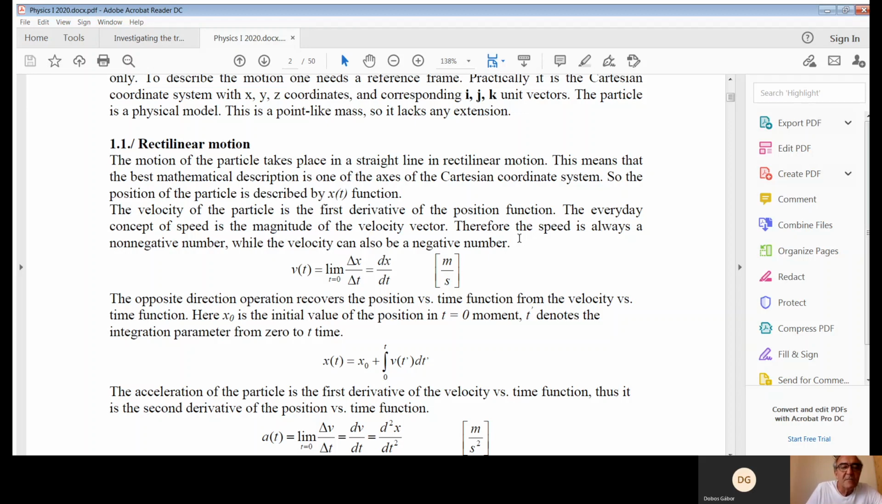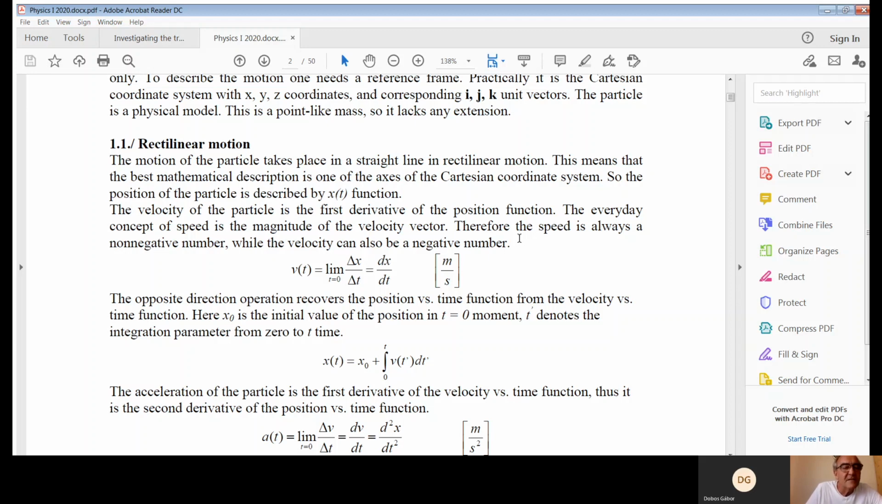The velocity of this particle is the first derivative of the position function. The everyday concept of speed is the magnitude of the velocity vector. Let me emphasize that in physics, the velocity is a vector, the speed is the magnitude of the vector, is just a number, right?